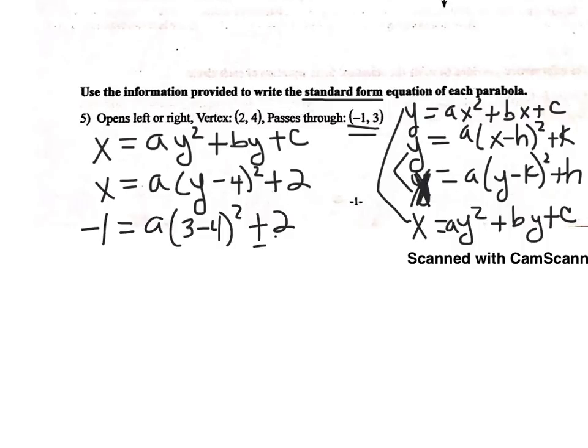So I'm going to subtract the 2 from both sides, and I end up with -3 equals a times (-1) squared, which is just 1, so it's just a. So I know that a is -3. So now I can write my equation in vertex form. Since I know a is -3, I can write x is equal to -3 times (y minus 4) squared plus 2.